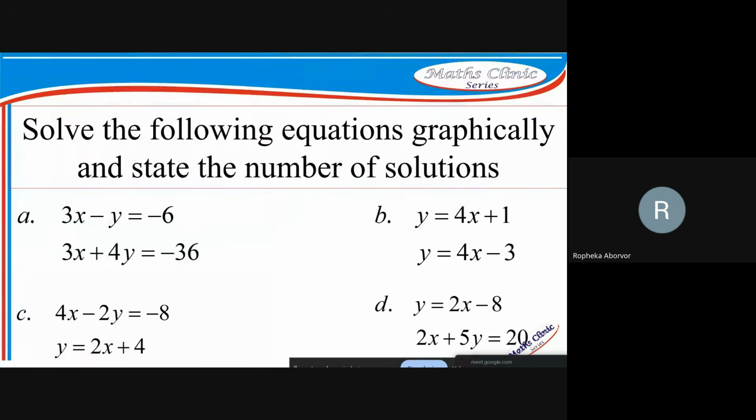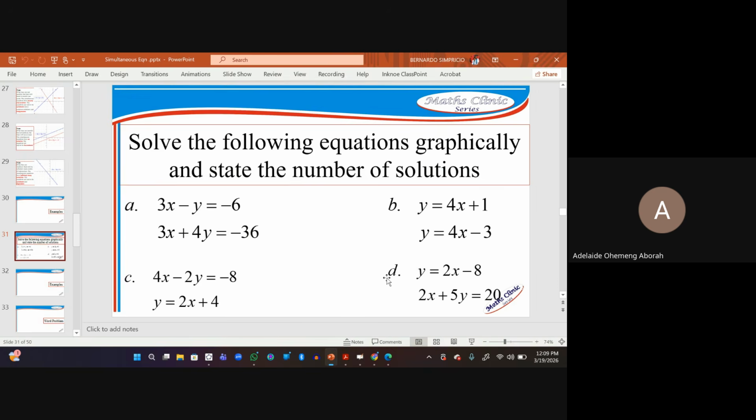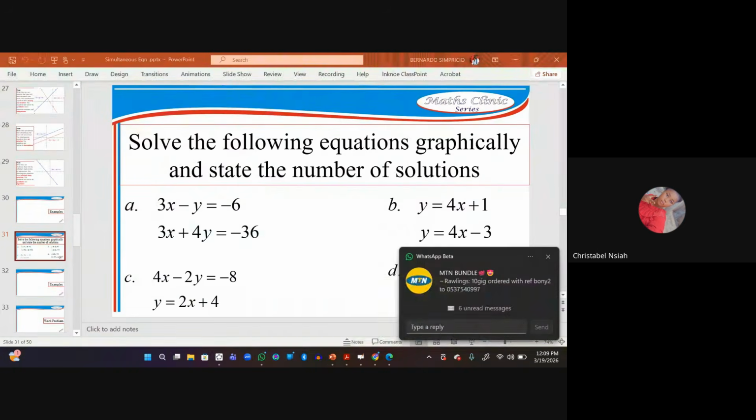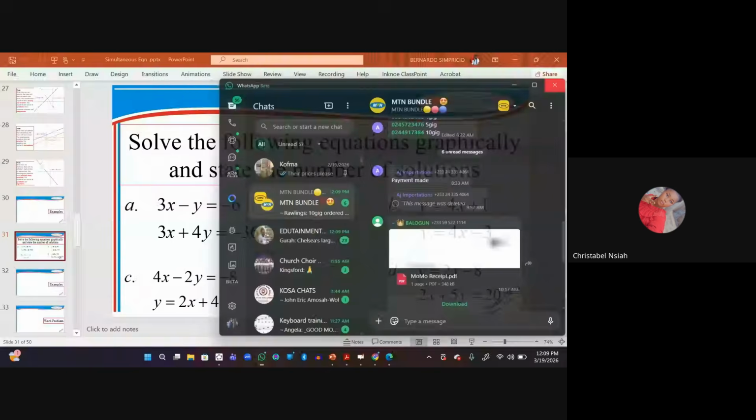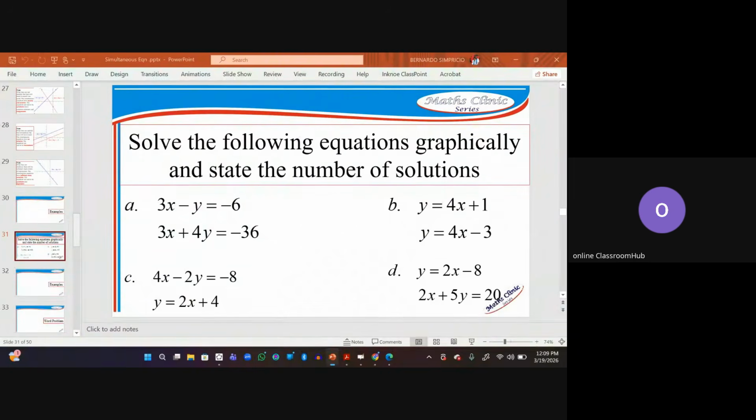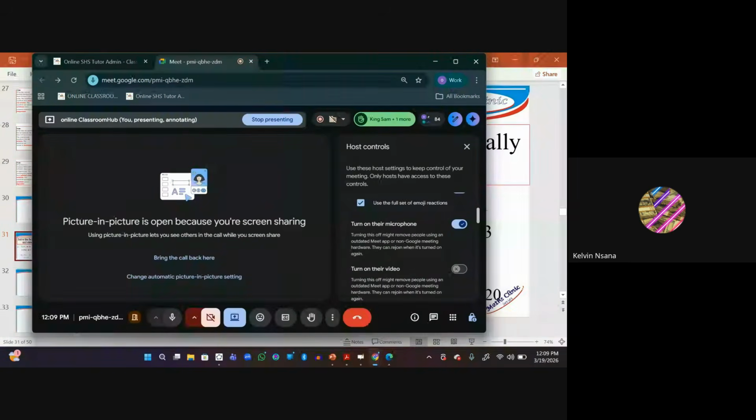Sir, please, the attendance word. Should we plot it on the graph? Yes, do it in the graph. Yes, graph. Okay, sir.